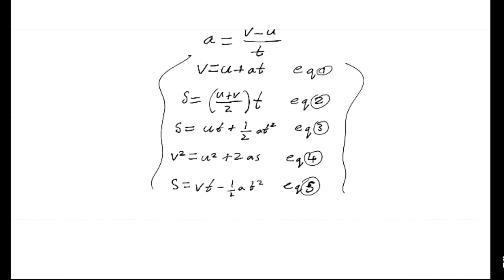All right. I hope this made you know the equations necessary to use kinematics whenever needed.